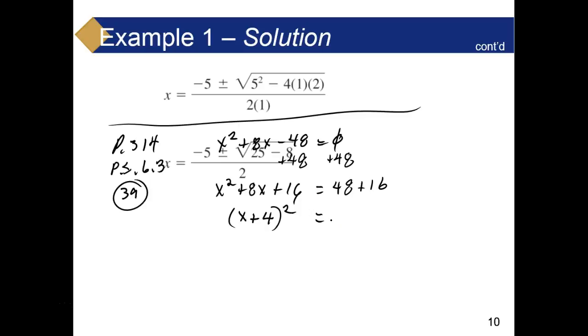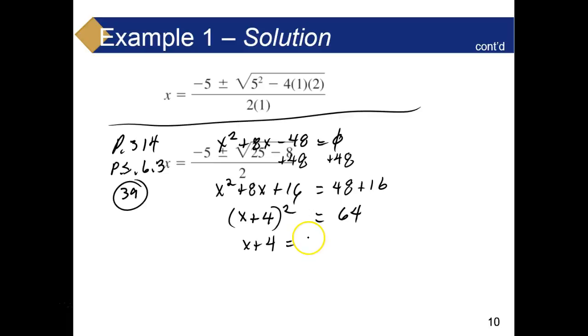Now, what do these add to? 48 and 16. 64. Okay, now what do we do? Say again? Square root of both sides of the equation. That's why we wanted a perfect square there so we could take the square root. What are you left with on the left-hand side? X plus 4. And on the right-hand side?